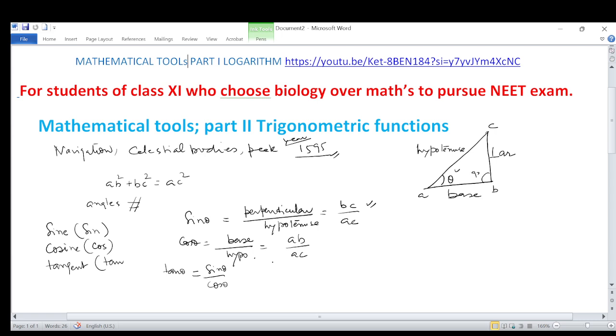You do not have to cram or remember anything separately about tan theta. Tan theta is sine theta upon cos theta, that is BC upon AC divided by AB upon AC. AC and AC cancel out, so BC upon AB is tan theta. These are important things you have to remember: what is sine theta, what is cos theta. Let me again repeat.